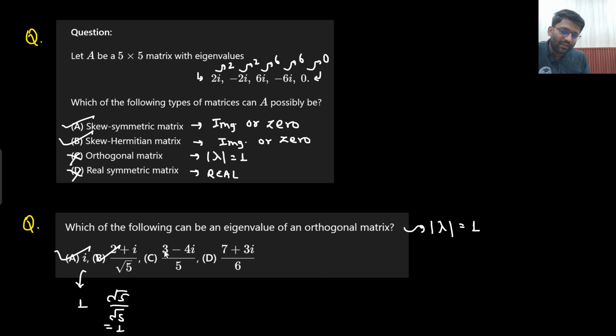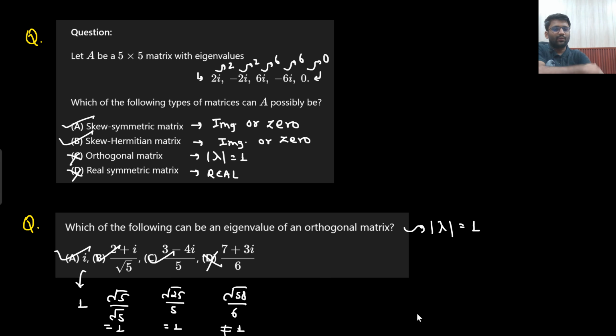What is the magnitude here? 3 and 4. 3 square plus 4 square would be 25. So under root 25 divided by 5 is also equal to 1. So this is also the value. What about this one? 7 and 3. 7 square will be 49, 3 square will be 9. So this will become under root 58 divided by 6, which is not equal to 1. So this is not true.